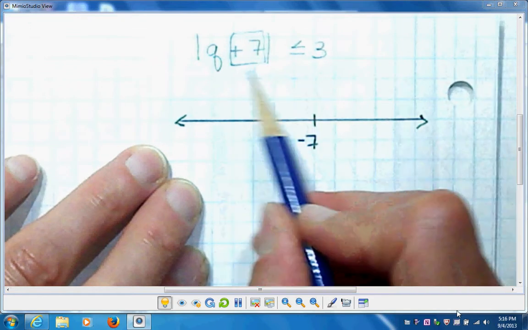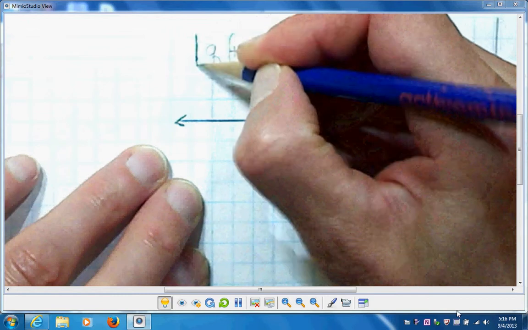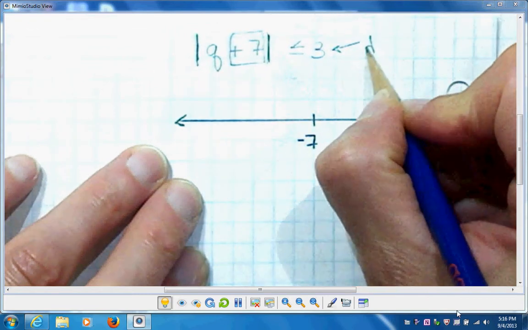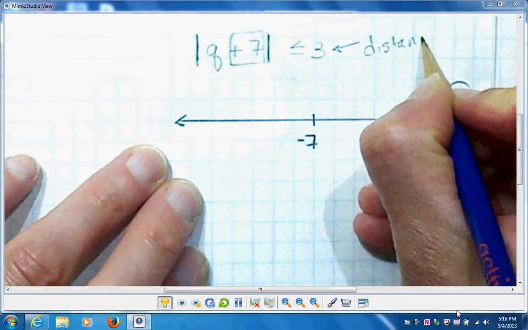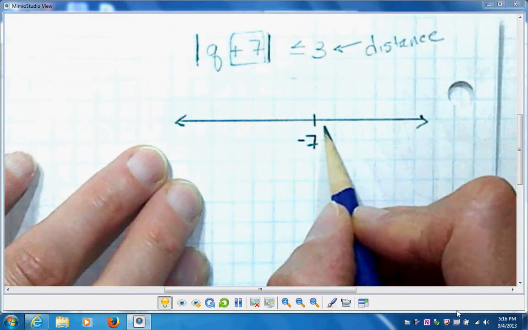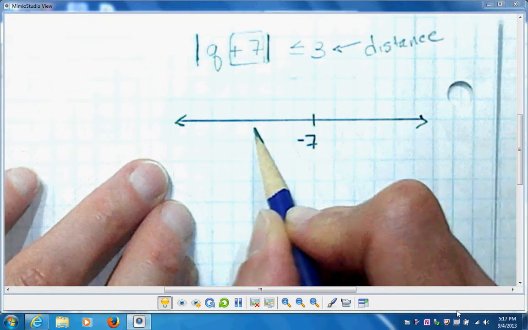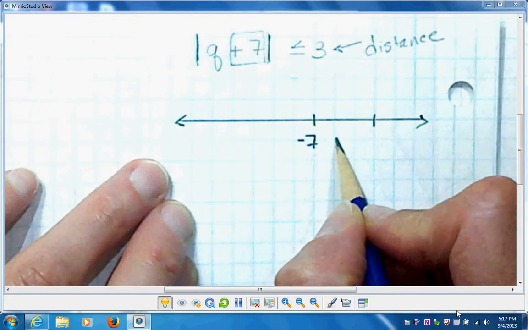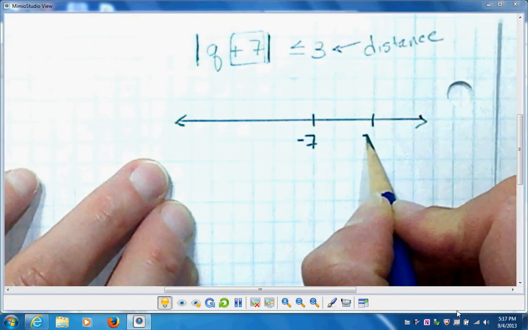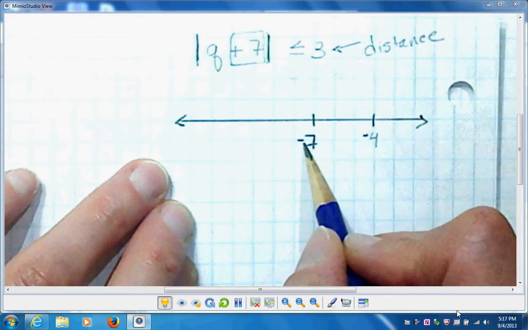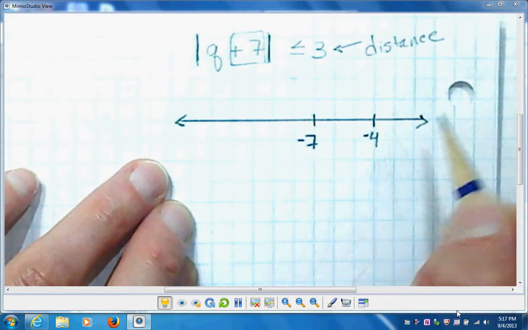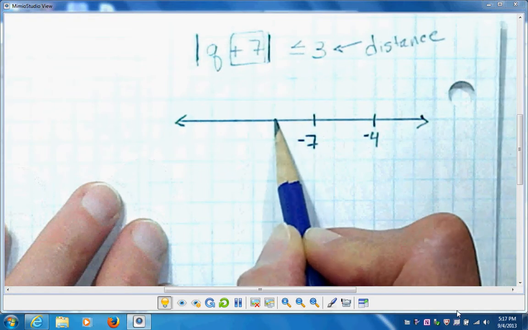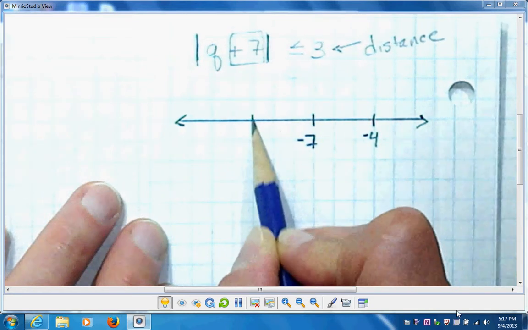And absolute value, that's what these bars mean, is a measure of distance. So this over here is my distance. That means I can go 3 to the right, 3 to the left. 1, 2, 3. So that would be negative 7, negative 6, negative 5, negative 4, which is what negative 7 plus 3 would be. And then I'm going to go 3 to the left. So this would be negative 8, negative 9, negative 10.